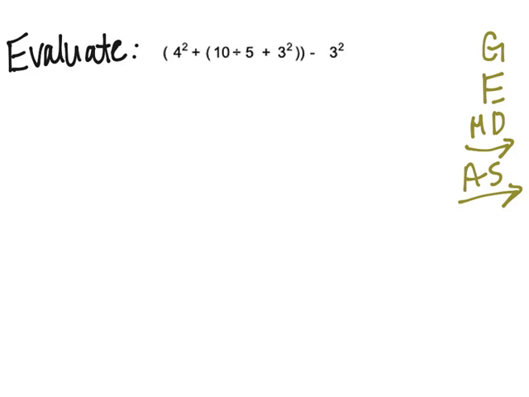So when I look at this expression, it says evaluate, which we know means to solve. So I'm going to read it aloud once. I want you to listen for how I pronounce each part of it, especially when I get to the groupings. So I have parentheses 4 squared plus parentheses 10 divided by 5 plus 3 squared, close parentheses, and then a closed parentheses of the larger one, minus 3 squared.